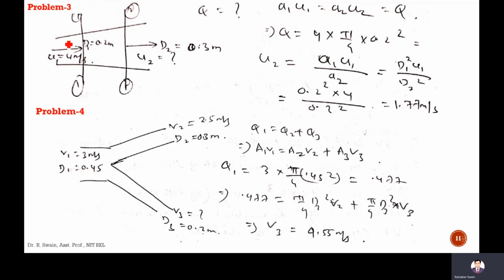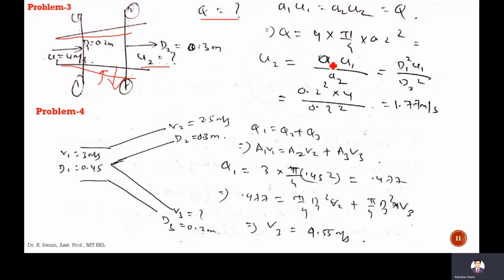If there is a pipe, it is a diverging pipe, meaning the diameter is increasing. Here section 1, section 2, the diameter is 0.2 here, and 0.3 here. Velocity here is 4 meters per second. Here velocity is not given, it is asking to calculate. Discharge and velocity are asked to calculate. Between section 1 and section 2, no fluid is added or removed. Considering the continuity equation of conservation of mass, Q1 is equal to Q2, or A1V1 is equal to A2V2, which is equal to Q.